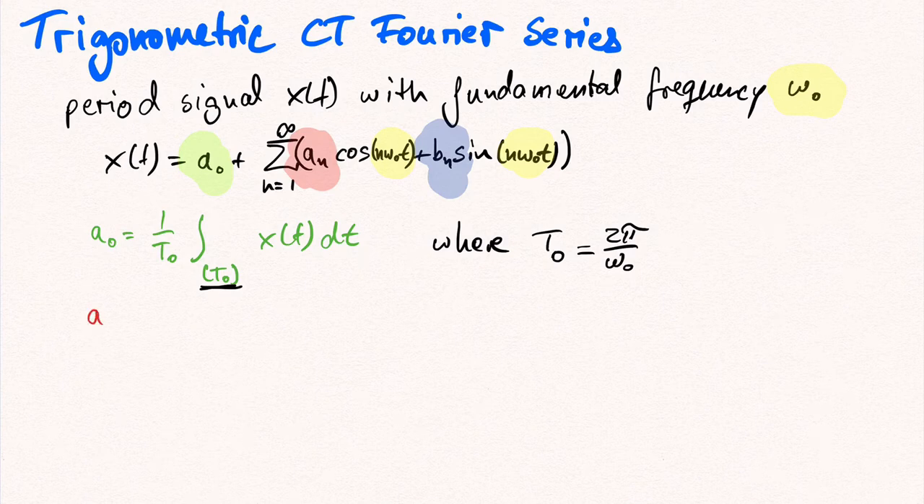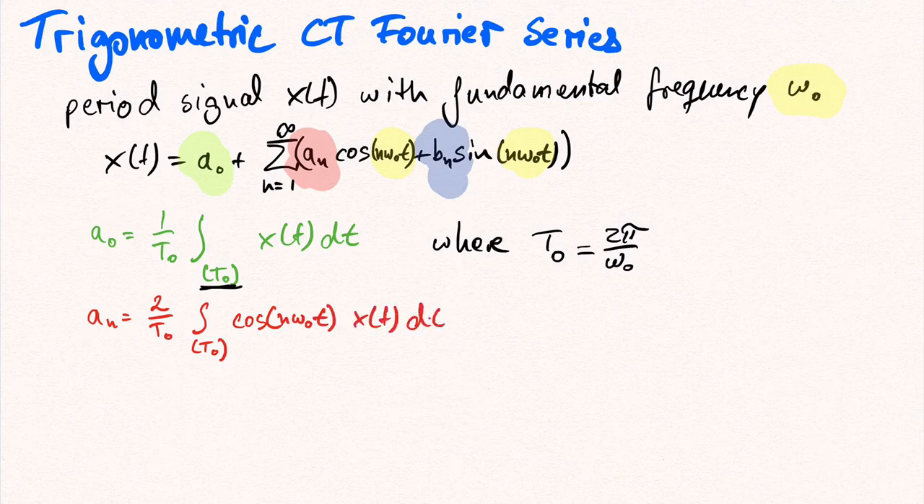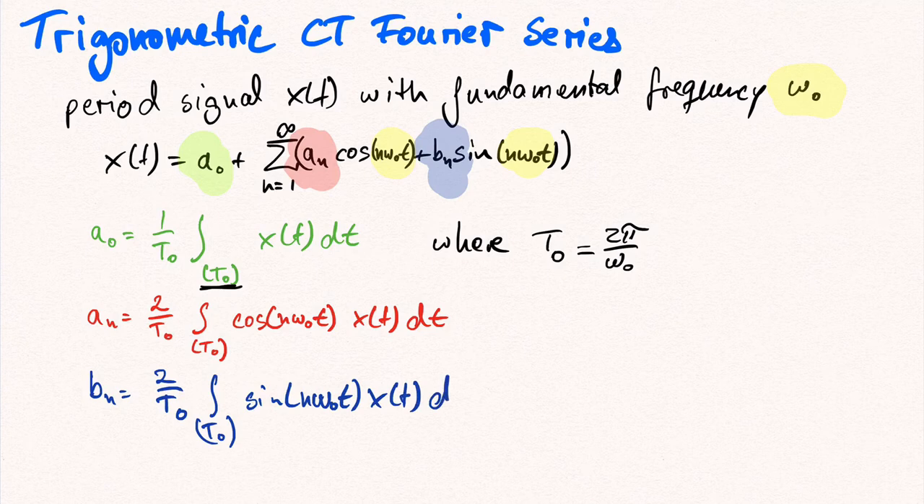The cosine coefficients an are given by the formula 2 divided by T0 times the integral, again over one full length of the period T0, of cosine of n omega 0 t times x of t dt. And the coefficients for the sine terms, the bn's, are given by the formula 2 over T0 times the integral, again over one full length of the period T0, of sine of n omega 0 t times x of t dt.